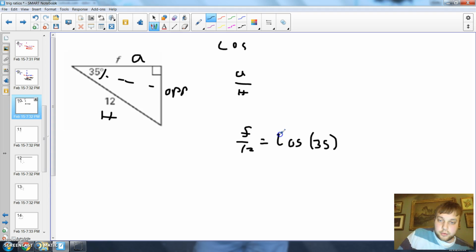Sorry, that doesn't look like cos. Alright, how do I get F by itself now? Ooh, F is on the top. That's fine. So I want to get rid of this divided by 12. We're back to the old changeroo. Multiply by 12 on both sides.